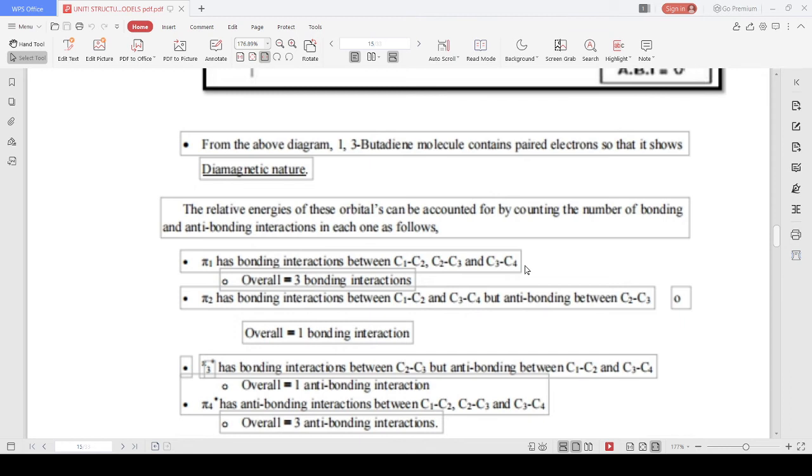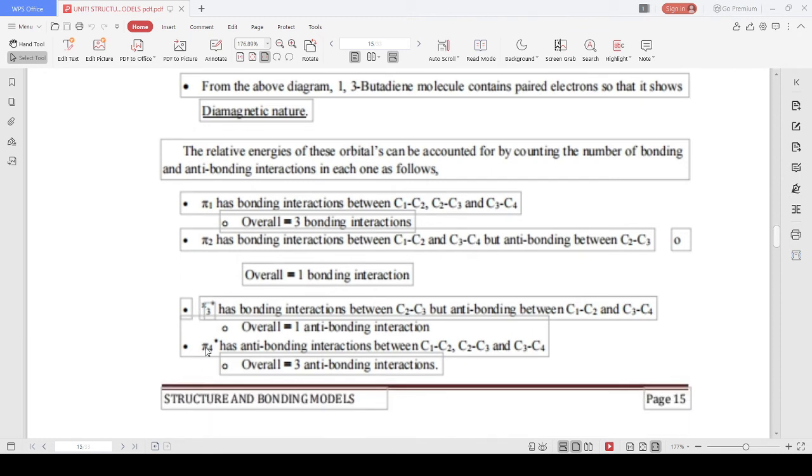Overall there are 3 bonding interactions. And pi 2 has bonding interaction between carbon 1 and carbon 2 and between carbon 3 and carbon 4, but anti-bonding between carbon 2 and carbon 3. So overall it is one bonding interaction.